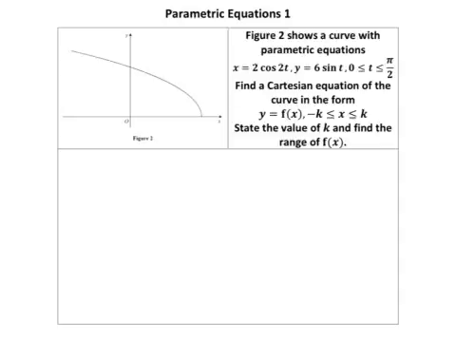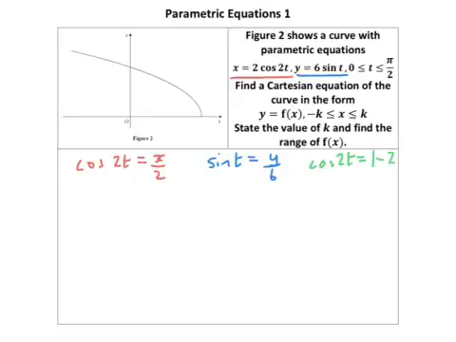If I rearrange the x part, I'm going to get cos of 2t equals x over 2. And if I rearrange the y part, I'm going to get sine of t equals y over 6. That's the crucial first bit. We're then going to use a double angle formula: cos 2t equals 1 minus 2 sine squared t.